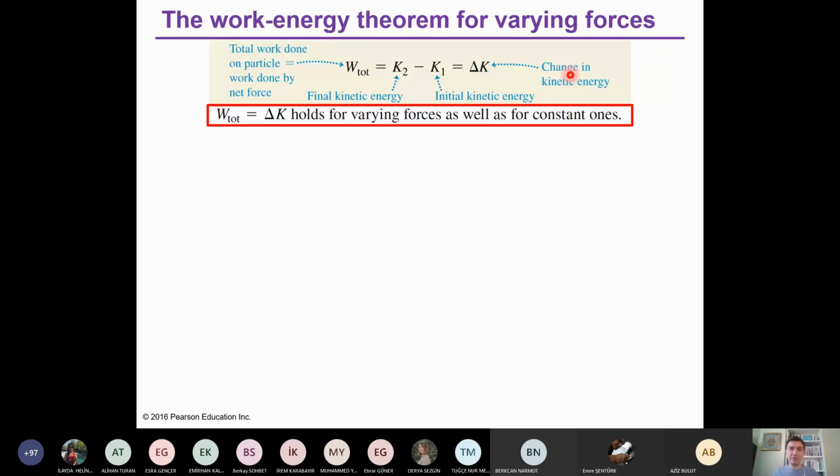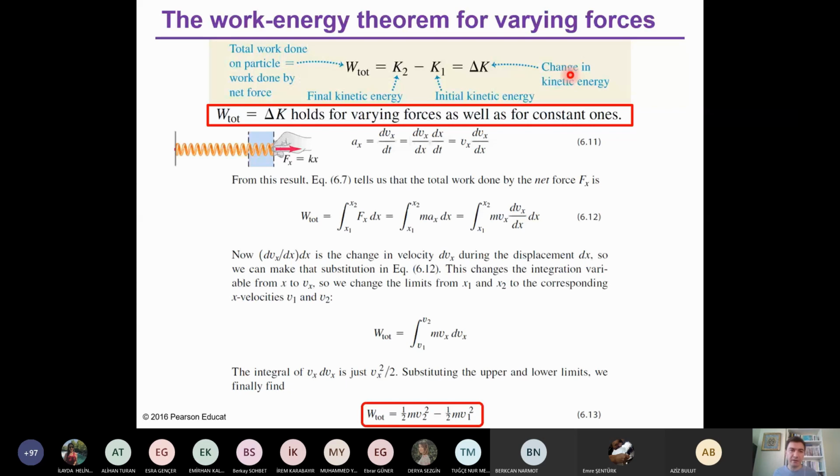Now let me do some calculations. Here we have a spring, and at the beginning the position x is 0, the initial position. The spring is relaxed, and then I apply a force to the right side, which is given by Fx = kx. So what do you see here? This force is a varying force. Depending on the position of the spring, the force changes, okay?